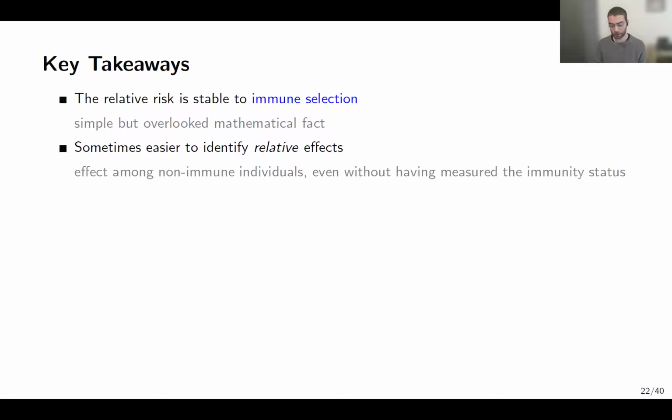Another important point is that there is sometimes an asymmetry in the identification. Sometimes it's easier to identify relative effects than absolute effects. So now I'm essentially claiming that I can identify the risk ratio among non-immune individuals, even though I have no idea who these immune individuals are. But I cannot do that for the absolute risk. So I cannot do that for the risk difference, for example. So sometimes it's easier to identify relative effects compared to absolute effects.